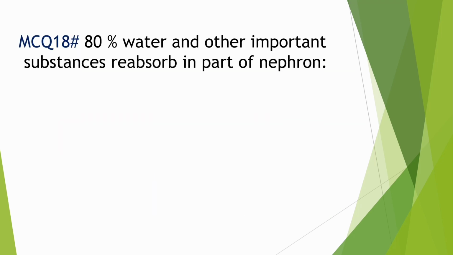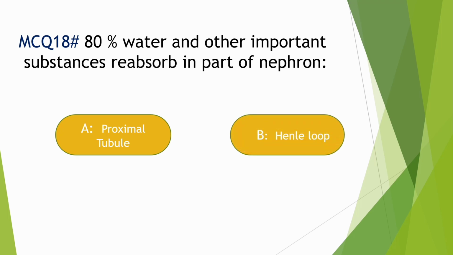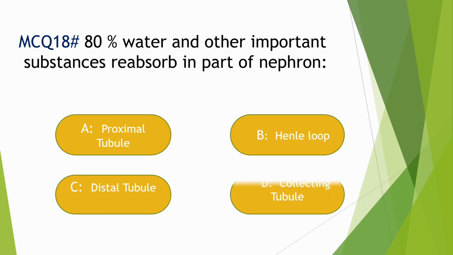80% water and other important substances are reabsorbed in part of nephron. Option A, proximal tubule. B, Henle loop. C, distal tubule. D, collecting tubule. Correct option is A, proximal tubule.